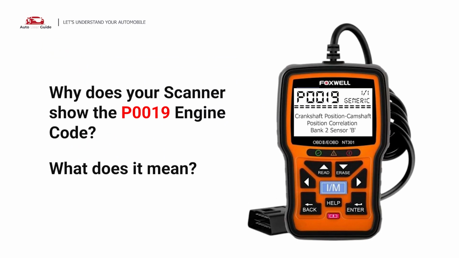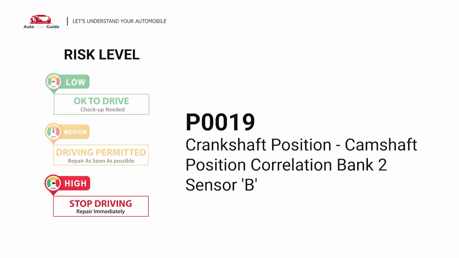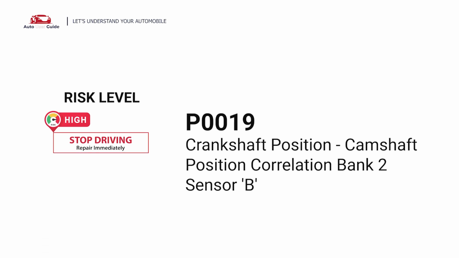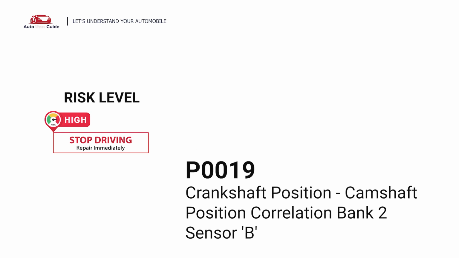Why does your scanner show the P0019 engine code? What does it mean? P0019 is a diagnostic trouble code for crankshaft position, camshaft position correlation bank 2 sensor B.